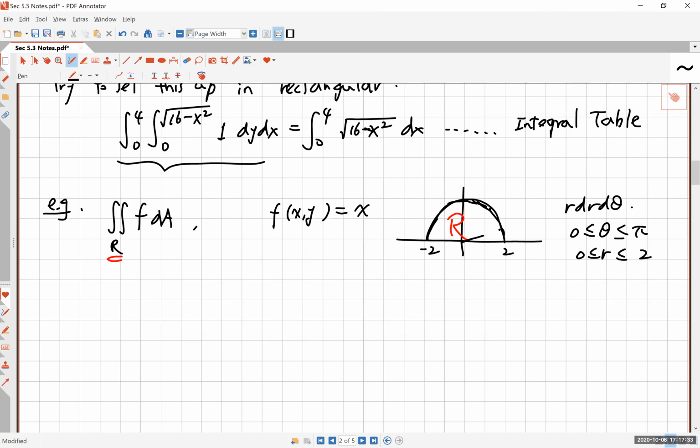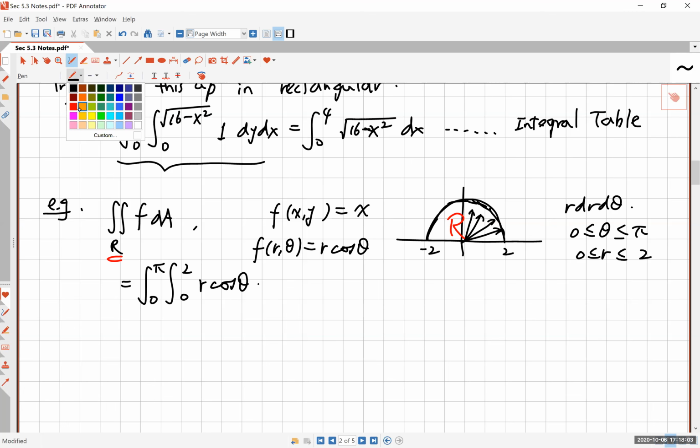Because here's 0 and then 2, and you go in all kinds of directions where theta is between 0 and pi. So this will be from 0 to, not 2 pi, sorry, 2 pi would be the entire circle, 0 to pi, 0 to 2, and then, ooh, I can't write x anymore, right? So what do I have to write? In terms of r and theta, x is r cosine theta. So r cosine theta, right? And then, ooh, I have to have that r. Where did that come from?